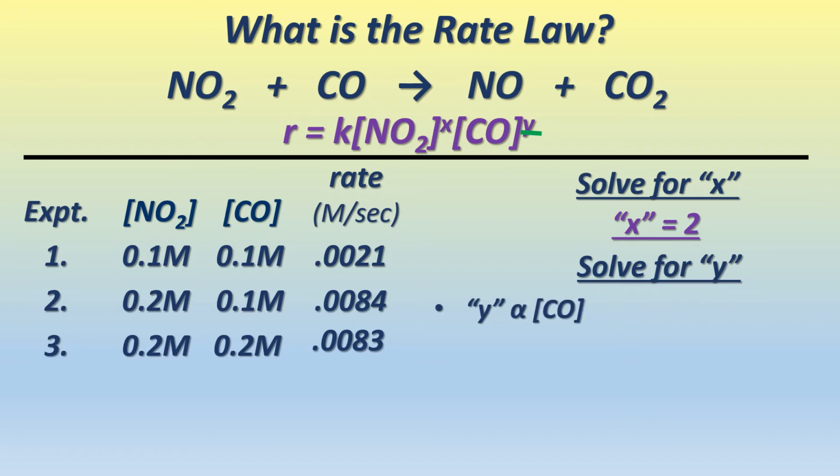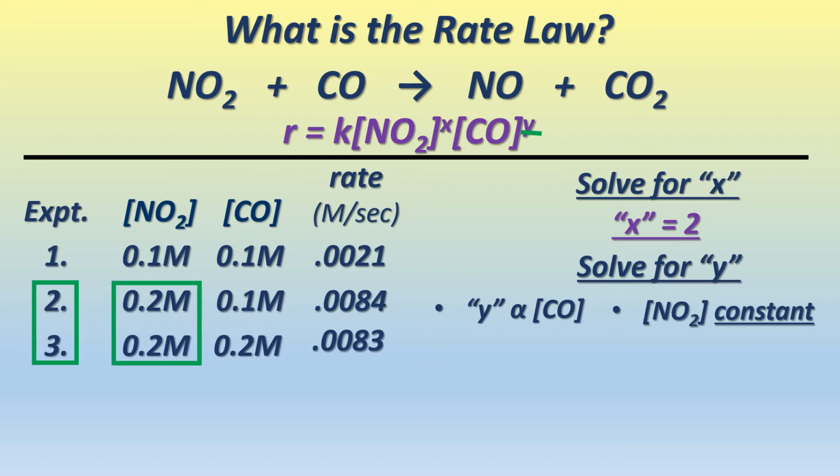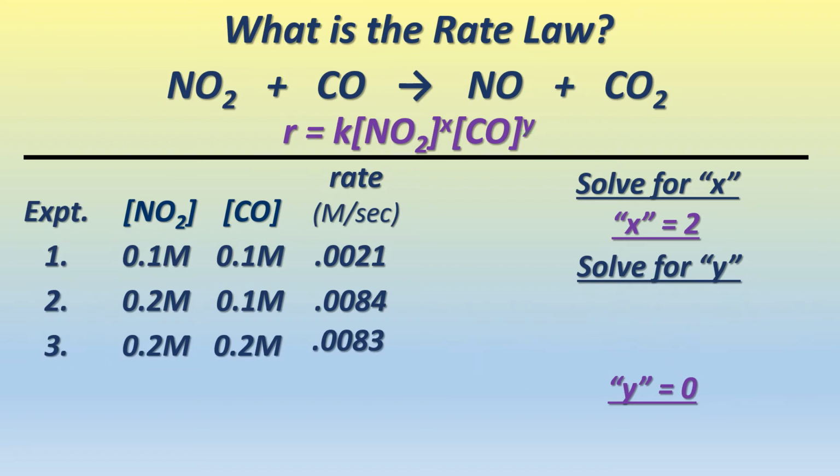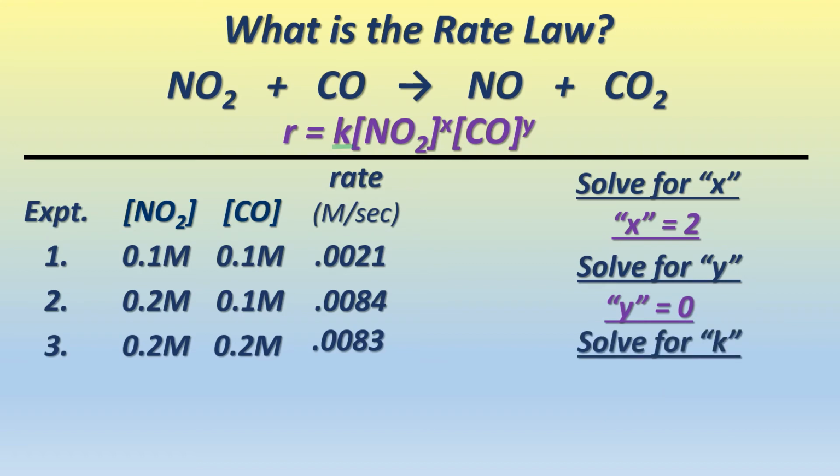Y now is the order with respect to carbon monoxide, which means the NO2 concentration has to stay constant. That leaves me with experiments 2 and 3. The rate of 3 over the rate of 2 is essentially 1, is equal to 0.02 divided by 0.01 to the y. Y winds up being 0 because anything to the 0 power is equal to 1. So now I've solved for x, and I've solved for y.